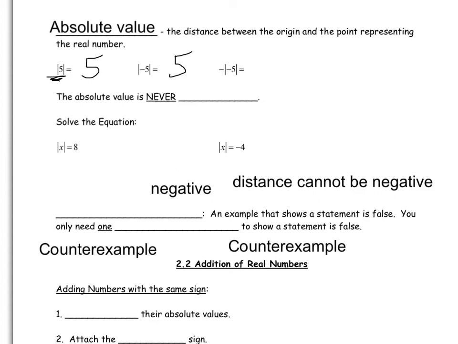Now, here, we've got to be careful. If you notice, we have a negative sign in front of the absolute value. So this is like saying, what's the opposite of the absolute value of negative 5? The absolute value of negative 5 is 5, but we're taking the opposite of that because we have that negative sign in front of the absolute value. So the opposite of 5 would be a negative 5. So you got to watch for symbols in front of an absolute value as well.